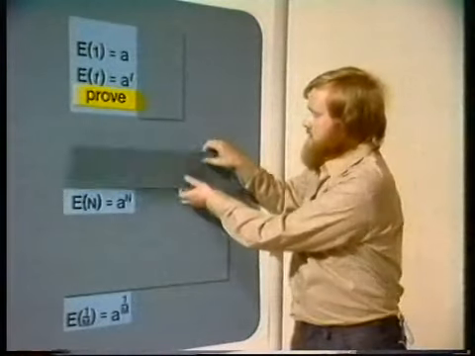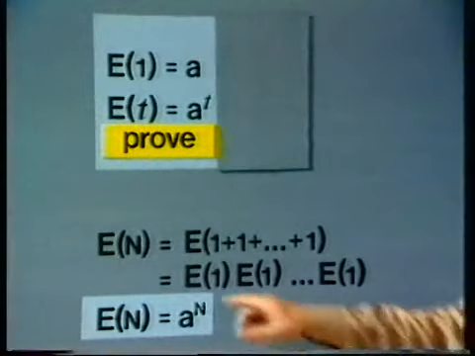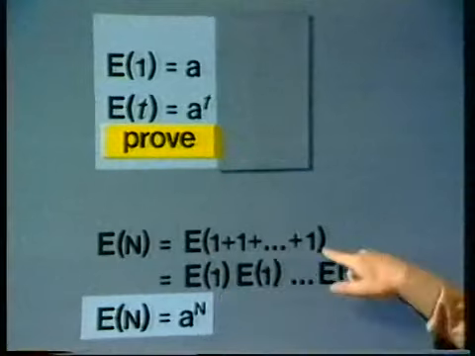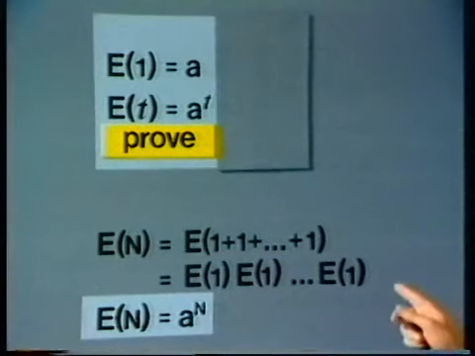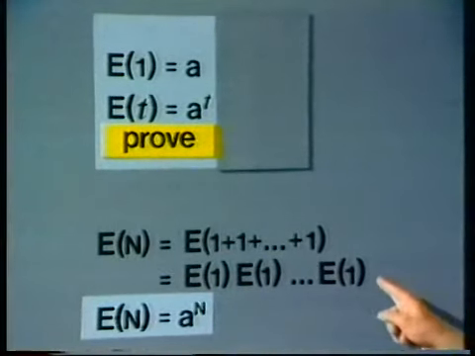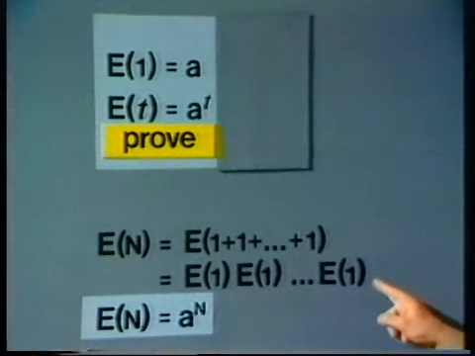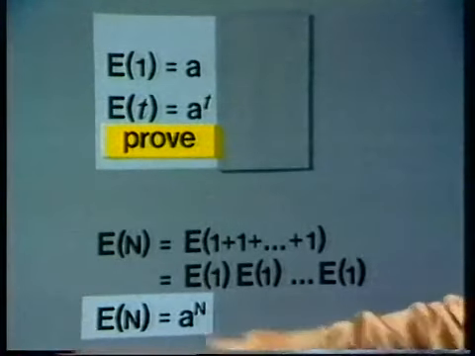For t a positive integer, capital N, we express n as the sum of n ones. Then the law of indices tells us that this is E of 1 times itself n times, A times itself n times, so that's A to the n.